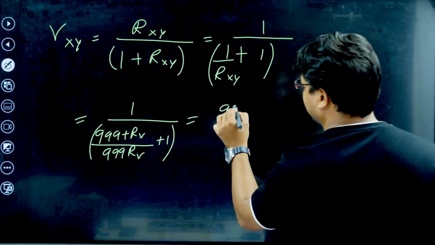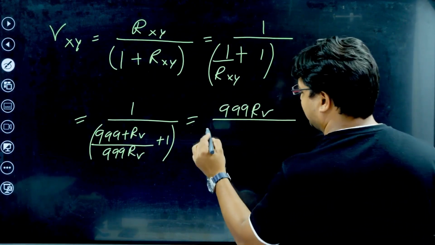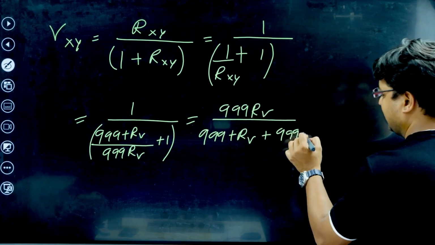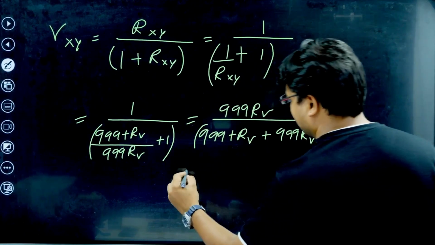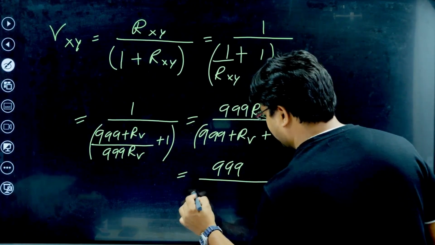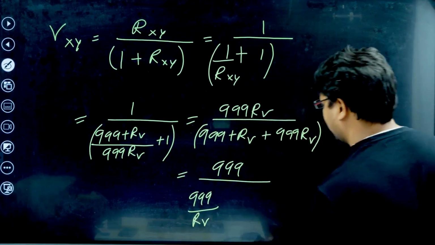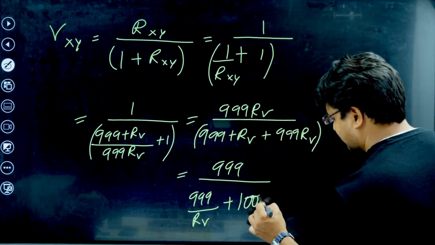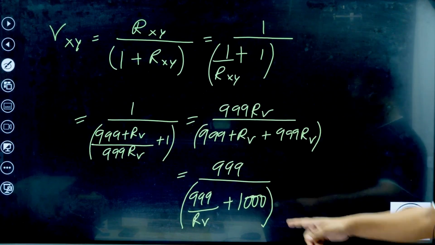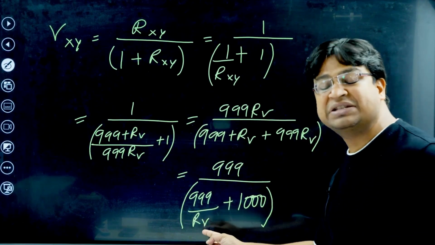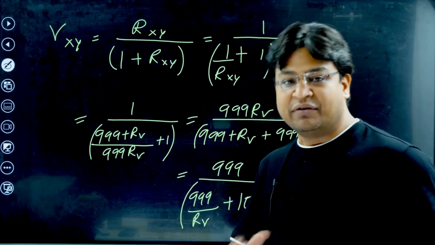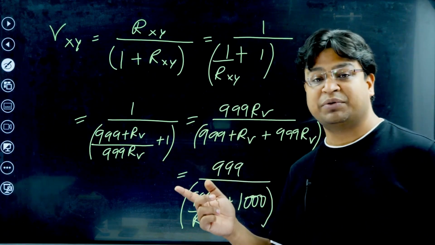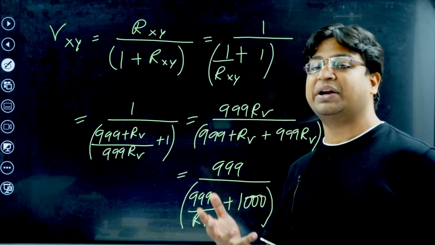In other words, it will become 999 RV upon 999 plus RV plus 999 RV. Now, if I divide this entire thing by RV, we get 999 upon 999 by RV plus 1000. This is what we get. So from here, it is very clear that if I say RV is infinite, that is the case of an ideal voltmeter, which we do not find in practice. If RV is infinite, we get the same value that we got theoretically, that is 999 millivolt.